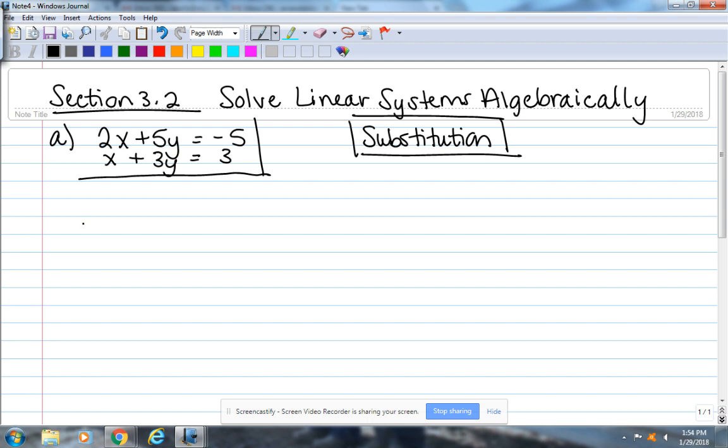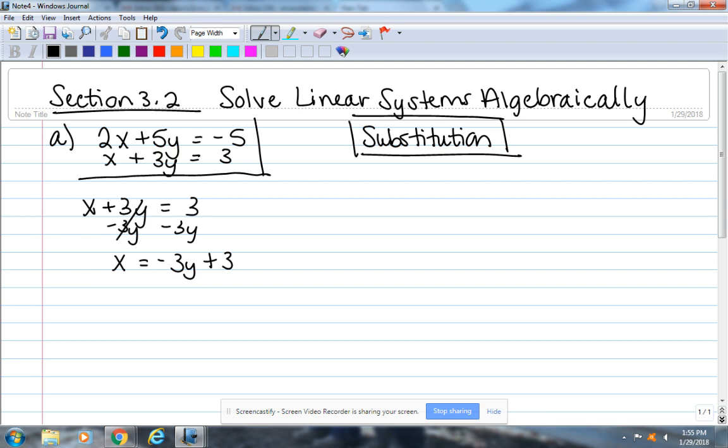So what I would do is copy that one again, and let's get that X by itself. How do we get that X by itself? Subtract 3Y. It's kind of like the opposite of slope-intercept form, with the X and the Y in different places, because we solve for X instead of Y. So now, X equals negative 3Y plus 3. Anywhere I see an X, I can substitute negative 3Y plus 3 in for that X.